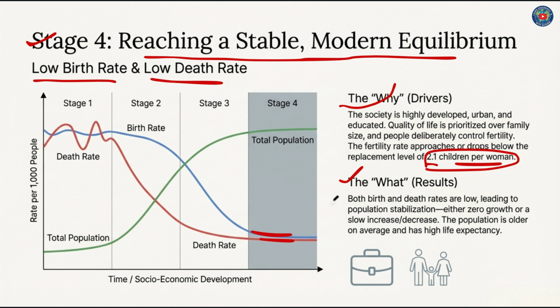Consequences: both birth and death rates are low, leading to population stabilization, either zero growth or a slow increase or decrease, like this. That means it's a stable population. The population is older on average and has high life expectancy. In this stage, the population has a high life expectancy.